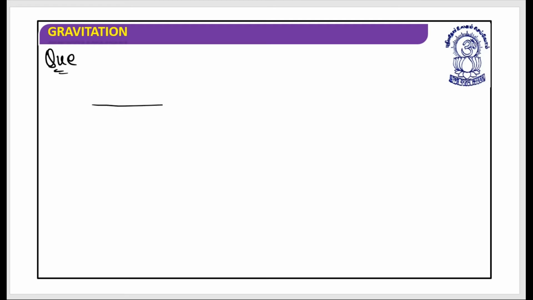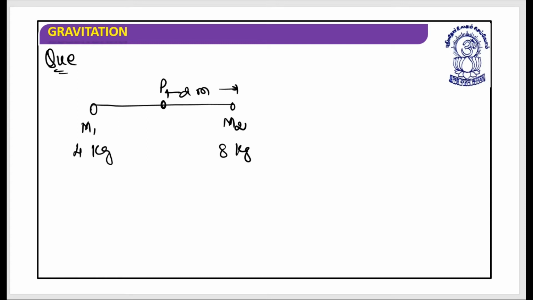Let's suppose two masses are there. One mass, m1, is 4 kg. The second mass, m2, has a mass of 2 kg. At this point P, this location is 2 meter, and this is 2 meter.